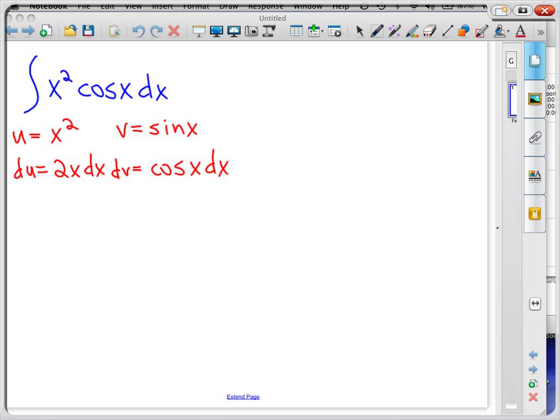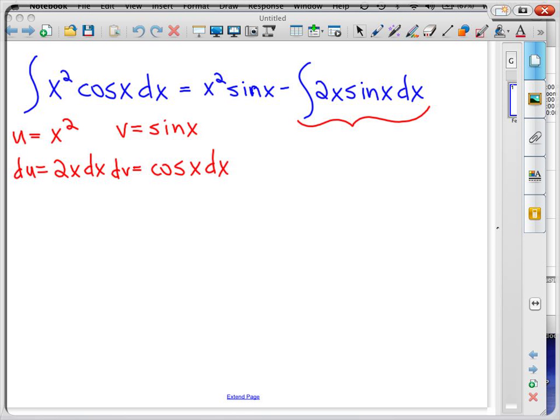So now we have our integral equaling x squared sine of x minus the integral of 2x sine of x dx. It's this integral that we will need to do again using integration by parts.